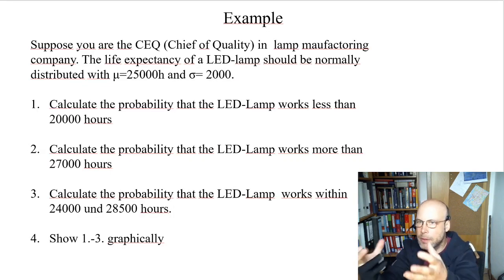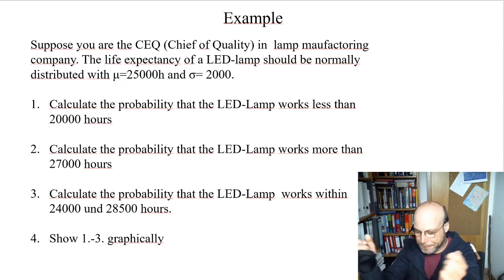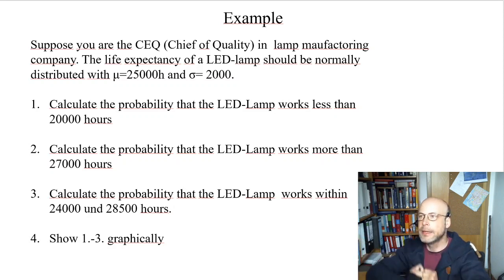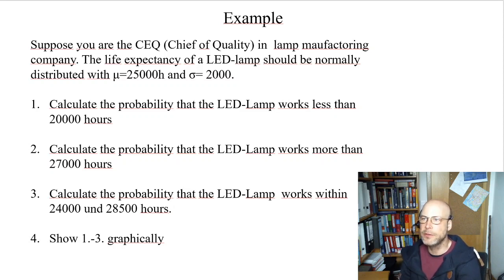Okay, but in order to be more practicable, just to recapitulate these normal distributions, we will do just one little specific question, and this I hope we can do together. So again, you are chief in charge of quality in a lamp manufacturing company, and the life expectancy of your LED lamp should be normally distributed around 25,000 hours with a standard deviation of 2,000.